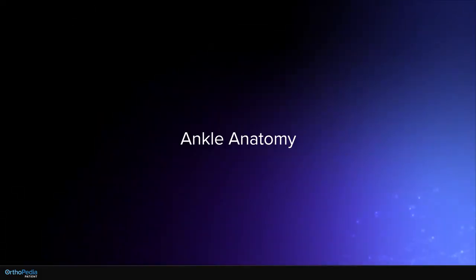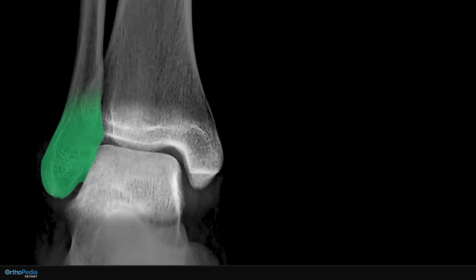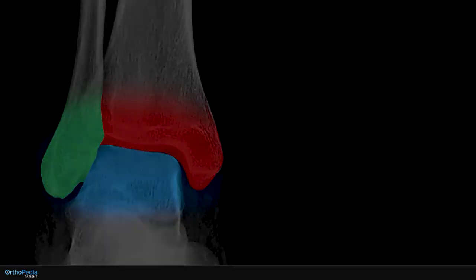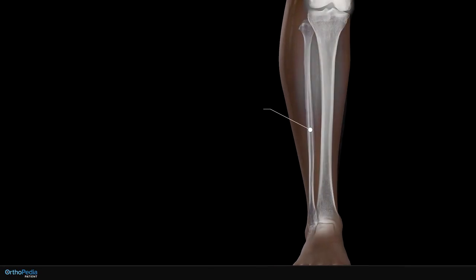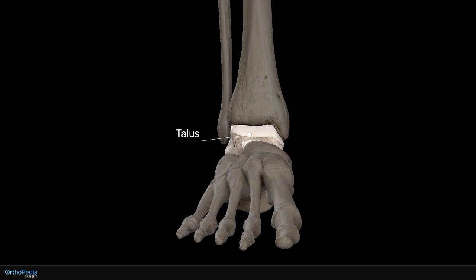Now, let's take a closer look at the anatomy. The ankle joint is comprised of 3 bones. The small bone that sits outside of the ankle, called the fibula, the shin bone, known as the tibia, and a bone that sits above the heel bone and below the shin bone, known as the talus.